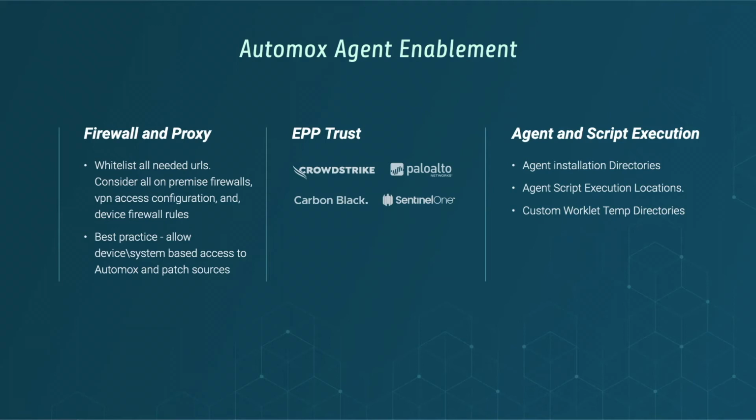Main points here. You'll want to whitelist all the needed URLs. Microsoft's done a great job, and Apple's done a great job of defining each of the locations and the URLs. If you do need to define IP addresses, we've defined in our documentation a way that you can identify them. I do suggest not using IPs because they change so often. So please consider that as you're setting this up.